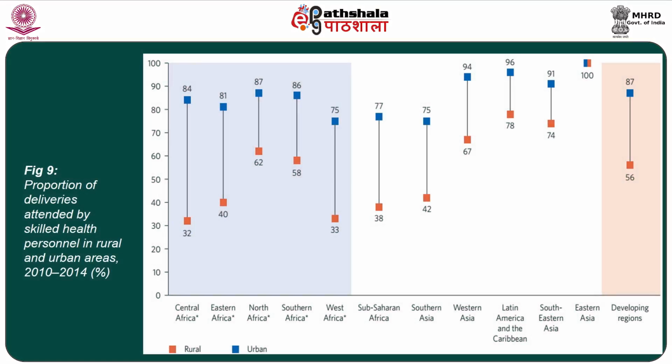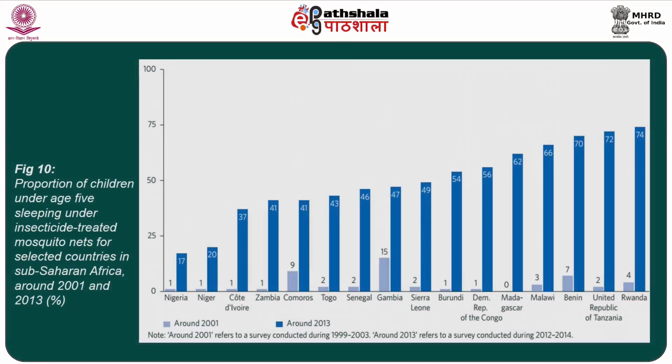Figure 9 gives the proportion of deliveries attended by skilled health personnel in rural and urban areas and the changes between 2010 and 2014. The figures are indicating significant rural urban differentials and the issues relating to inequity between rural women and urban women. The rural women seem to be deprived of the facilities from the delivery care point of view.